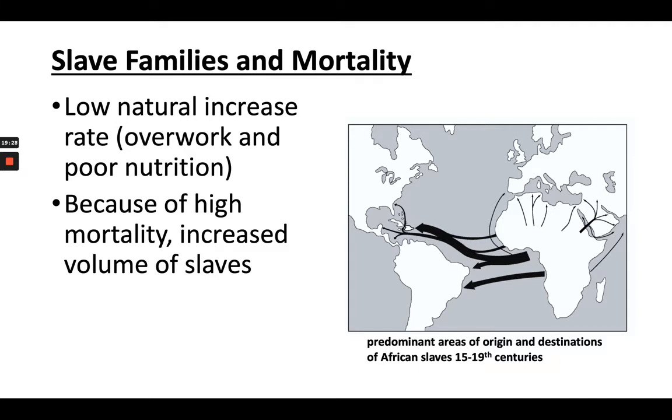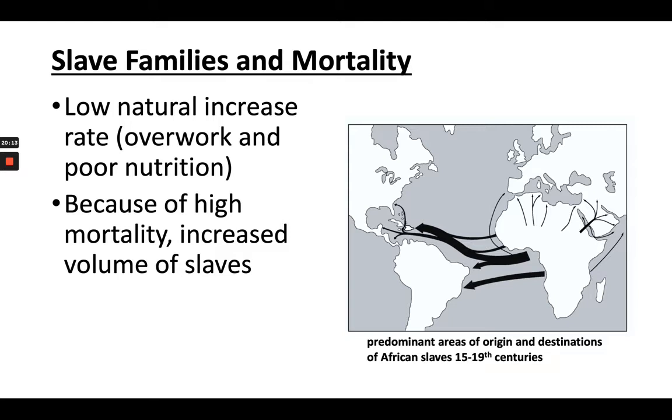So the mortality rate of slaves is incredibly high. You have a low natural increase rate, right? So due to overwork and poor nutrition, it will be very difficult for women to get pregnant. And if you do become pregnant, it is very difficult for you to carry your child to term, right? Have your baby survive the entire pregnancy without miscarrying. And once the baby is born, to get enough nutrition for yourself to feed your own body and breastfeed your child. So the infant mortality rate is very high. So overall, low natural increase rate.